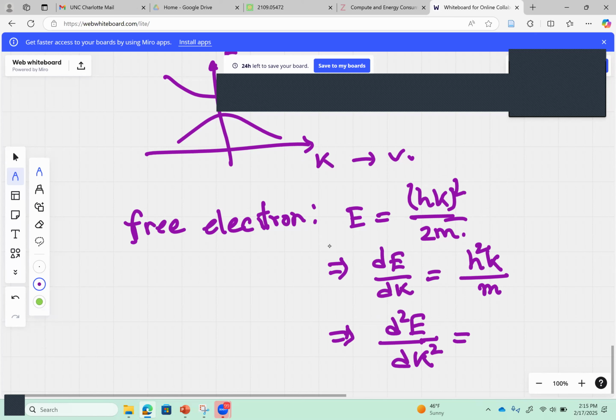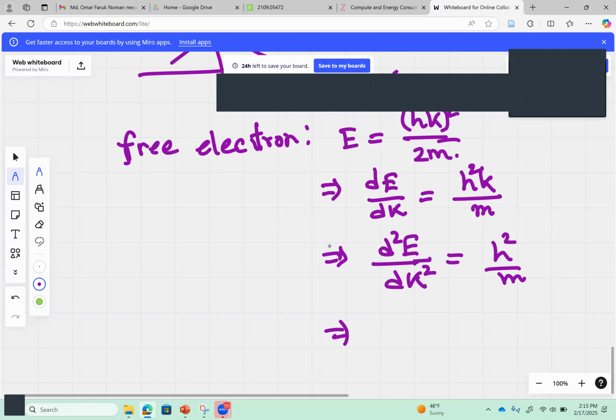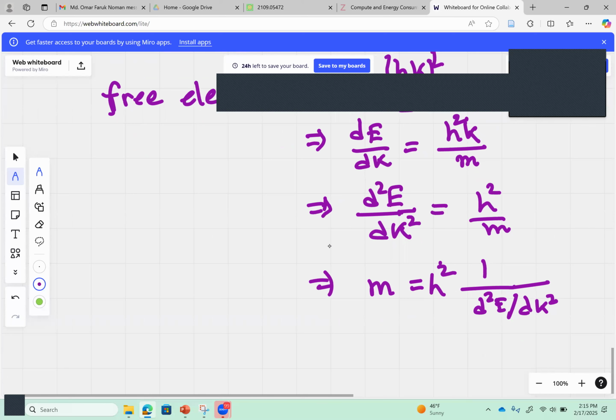So if you take the second derivative of energy with respect to k, you will get ħ² divided by m. So now look at that. We can say that mass is actually ħ² divided by the second derivative of energy with respect to k. So this gives an idea that if I somehow know the E-k diagram, by using it I might be able to know what is the mass of electrons.